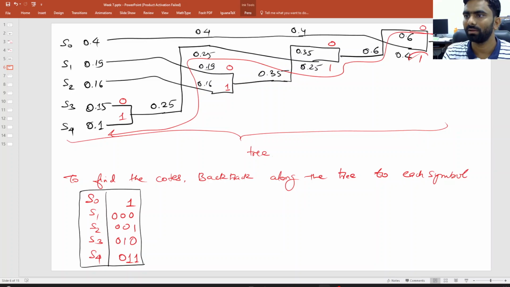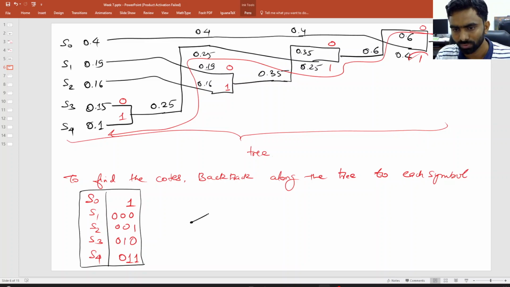We have backtracked along each symbol to get the codes. Once again I will give an example for S1. So 0, here we'll get then again 1, 0, then here we get 0. It would be 0, 0, 0. So we'll write from here 0, 0, 0. And we can also find the tree.